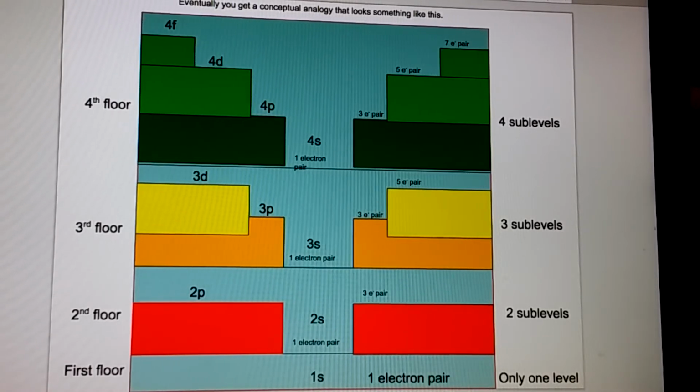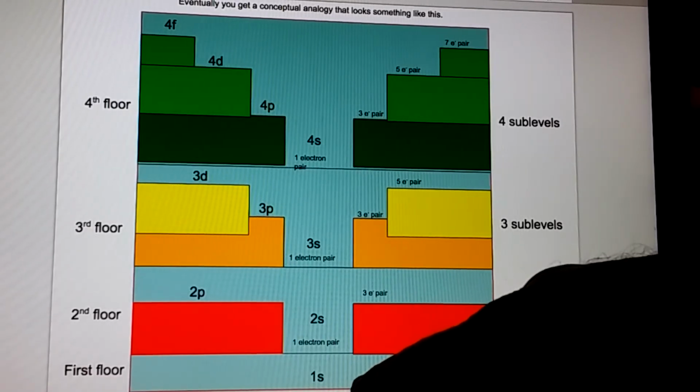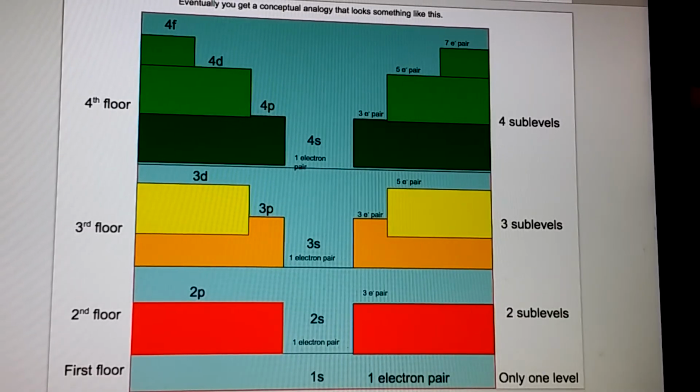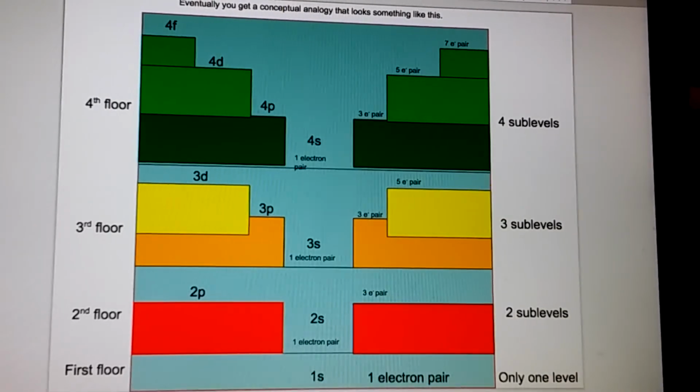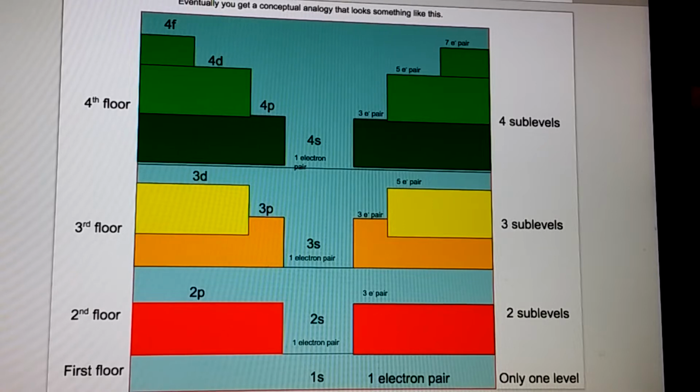And you see down at the bottom here we have 1s, which has 1 electron pair, and any s sublevel can only hold 1 electron pair. For the second floor, we've got a 2s and a 2p, and any p sublevel can hold up to 3 electron pairs, a total of 6. And we'll note later that a combination of the s and p make a total of 8.